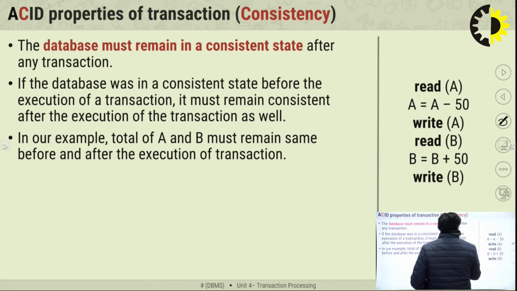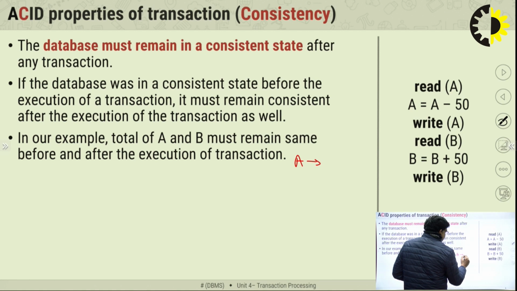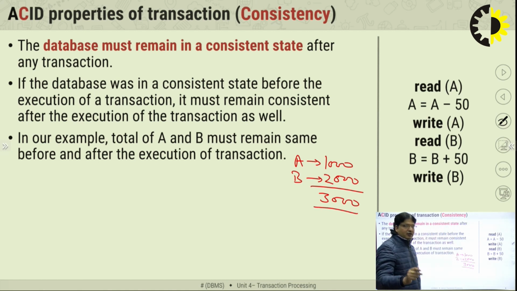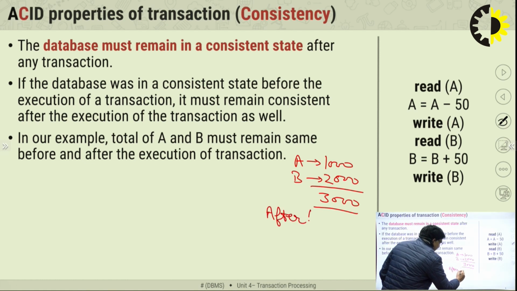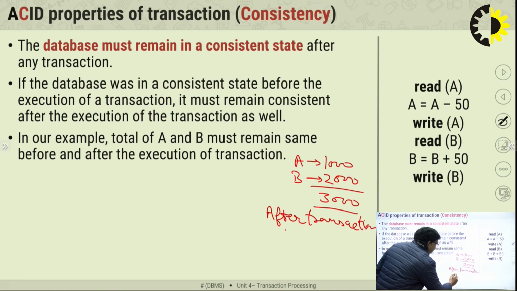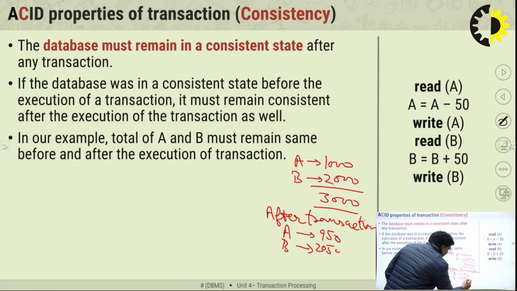See, suppose earlier the value of A was 1000 rupees and B was 2000 rupees. So, the total is 3000. Before the transition, the total was 3000. Now, after the transition, what is the value of A? The value of A is 950 and the value of B is 2050. Now, we will compute the sum.